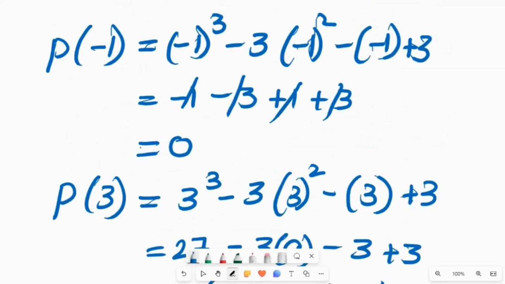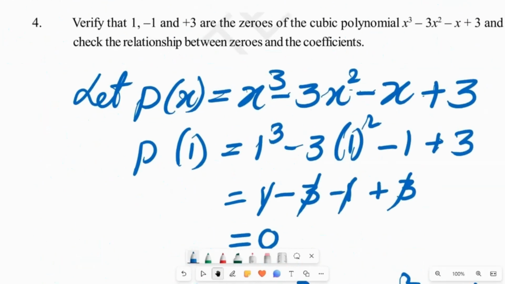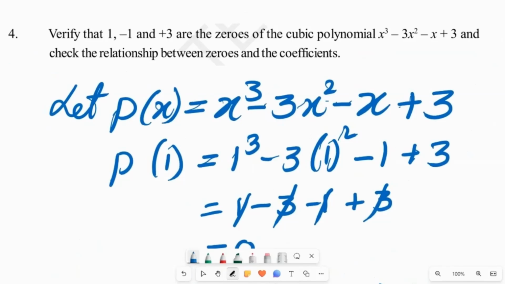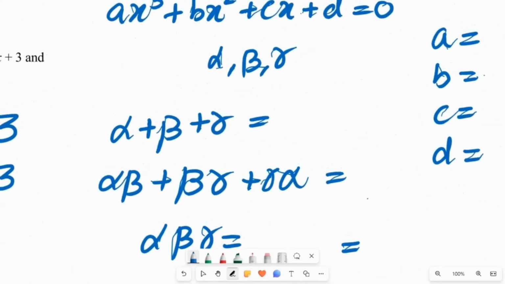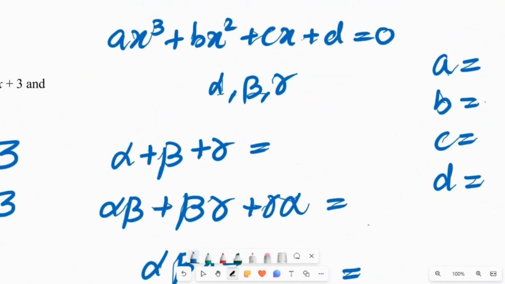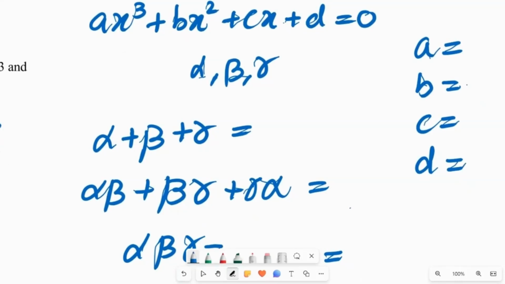And if we come to the second part of the question, they told to check the relationship between the zeros and the coefficients. So to check the relationship between zeros and coefficients, let's take a cubic equation as ax cube plus bx square plus cx plus d equal to 0, and its zeros being alpha, beta, and gamma.